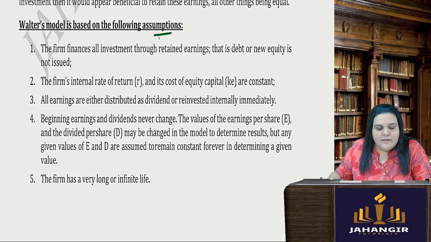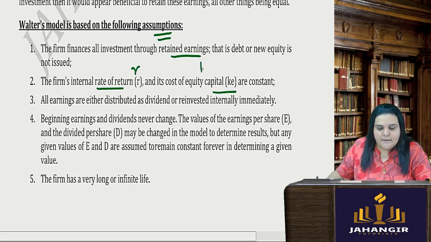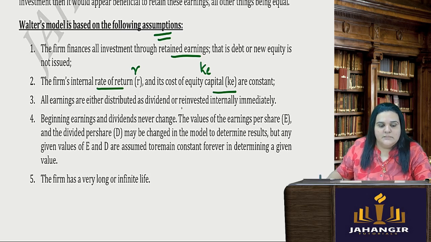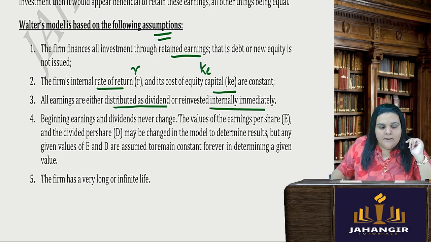He has kept the following assumptions. First, the firm will finance all its future investments through retained earnings. Therefore there is no new debt, no new equity issue. The firm's internal rate of return R and the cost of capital, equity capital, remain the same. They are constant. All earnings are either distributed as dividend or they are reinvested internally immediately. Beginning earnings and dividends never change.